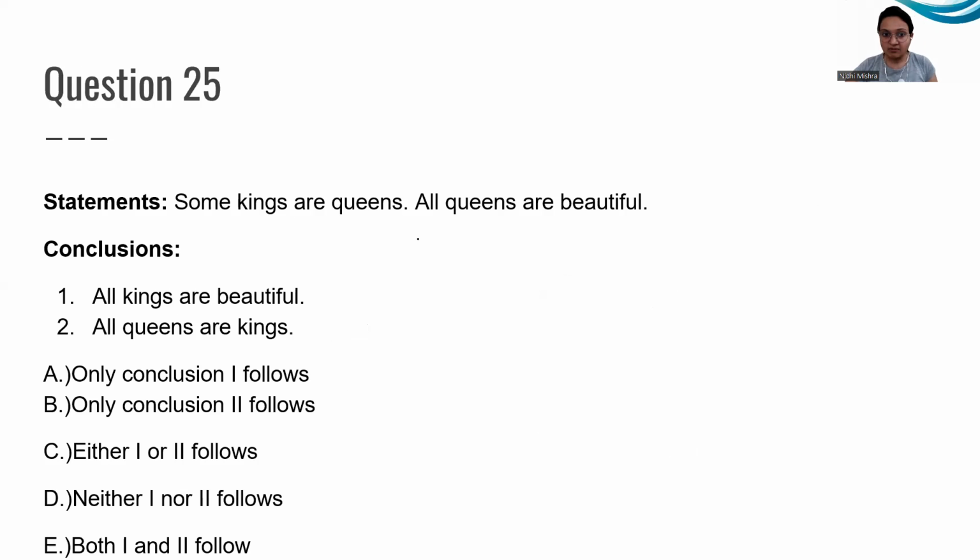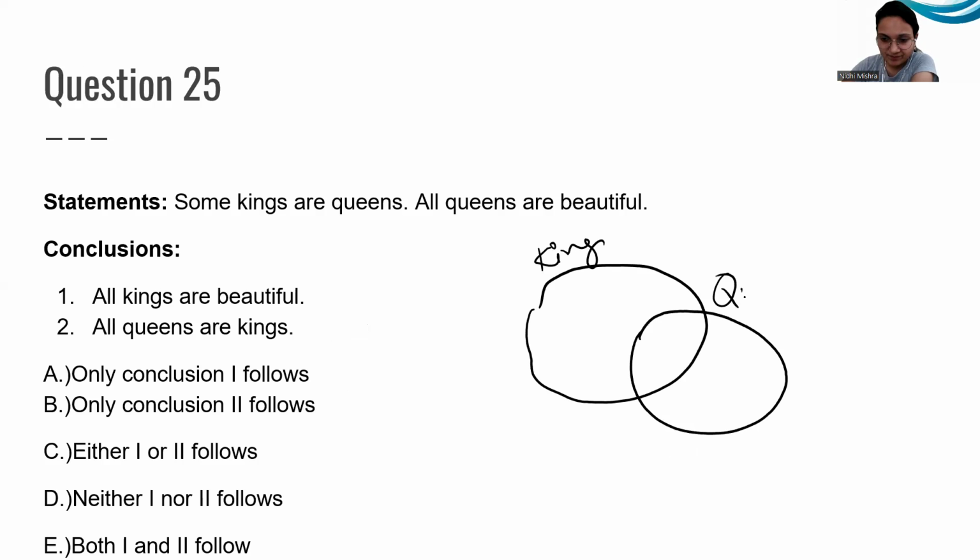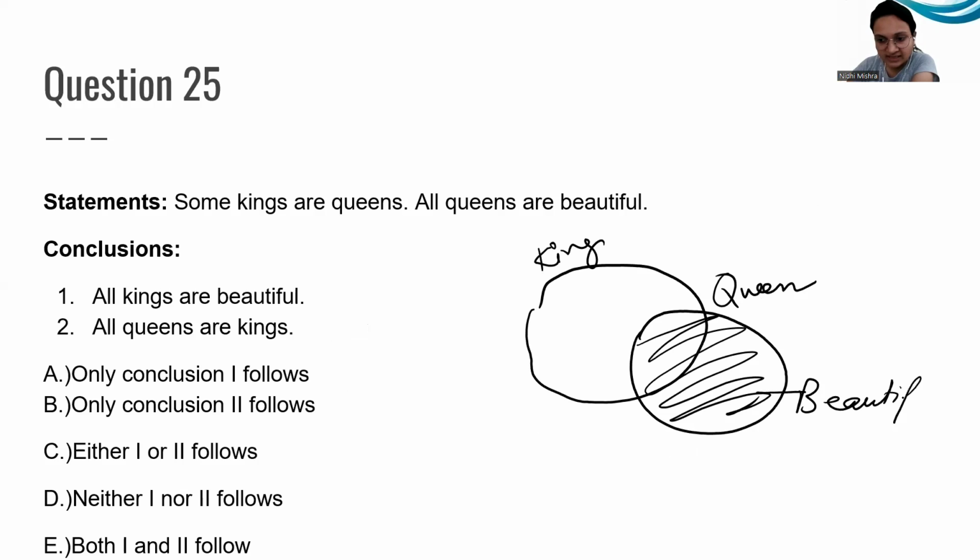Let's see. Some kings are queens. So this is kings. Out of this, some kings are queens. All queens are beautiful. This is the Venn diagram. All kings are beautiful? No. Here there are kings which are not beautiful. All queens are kings? No. This is a queen which is not a king. So this is also wrong. No, no, no. This is correct.